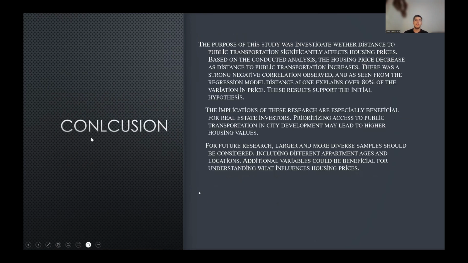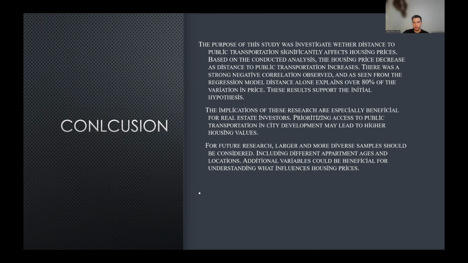Conclusion. The purpose of this study was to investigate whether distance to public transportation significantly affects housing price based on the conducted analysis. The housing price decreases as distance to public transportation increases. There was a strong negative correlation observed, and as seen from the regression model, distance alone explains over 80% of the variation in price. These results support the initial hypothesis.